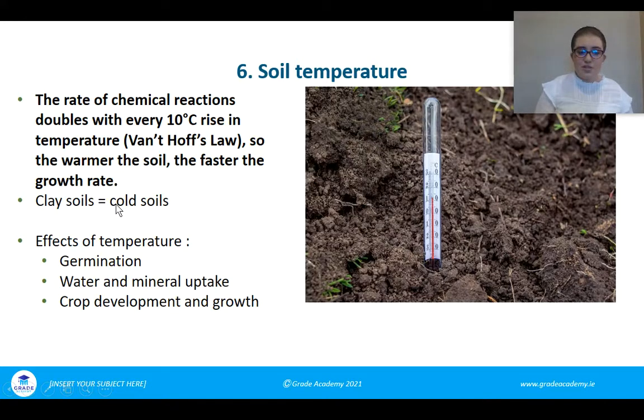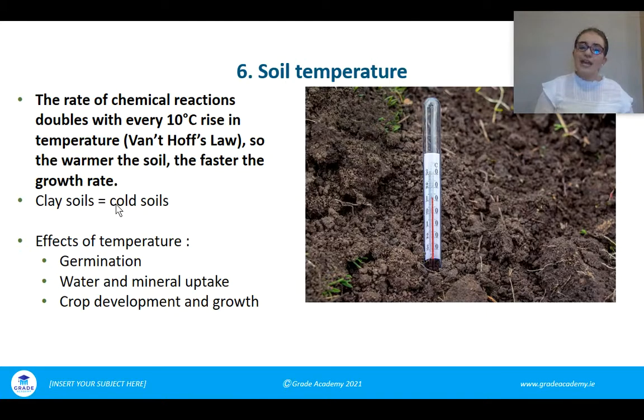So the effects of temperature on different factors: it will affect germination. The warmer the soil is, the better it's going to be in terms of germination. Water and mineral uptake. Water and minerals will move through easier when the temperature is a little bit higher. When the temperature is quite low, it's quite hard for materials to move through the soil, and so therefore that's going to affect growth. And crop development and growth, because the warmer the soil, that's obviously going to influence the movement of minerals, and so therefore that's going to affect the growth of plants, and so the warmer the soils, the better the plant is going to grow.